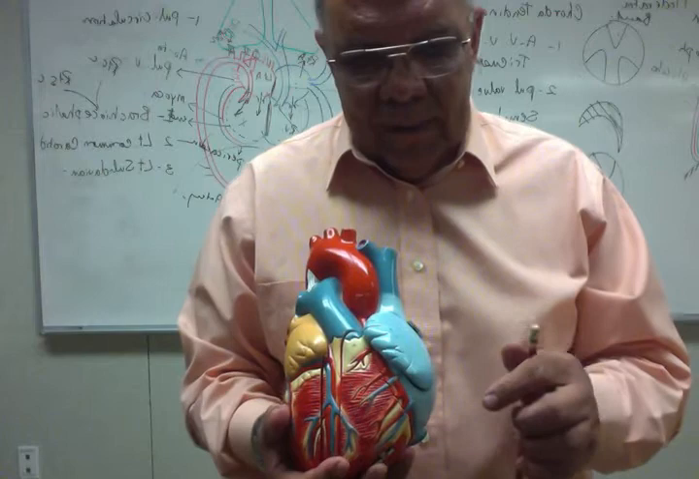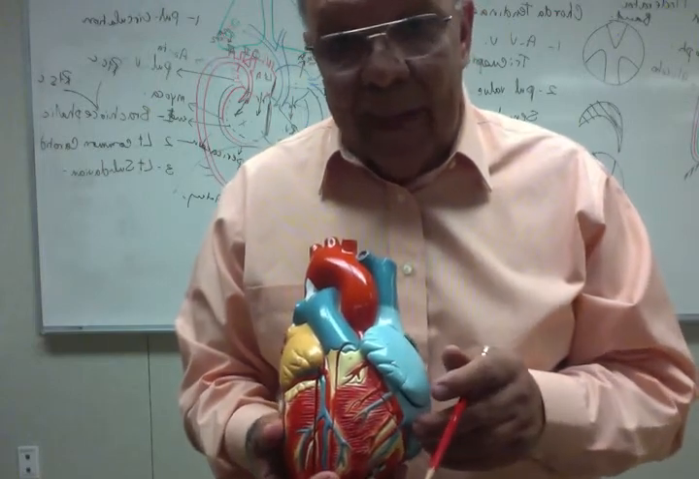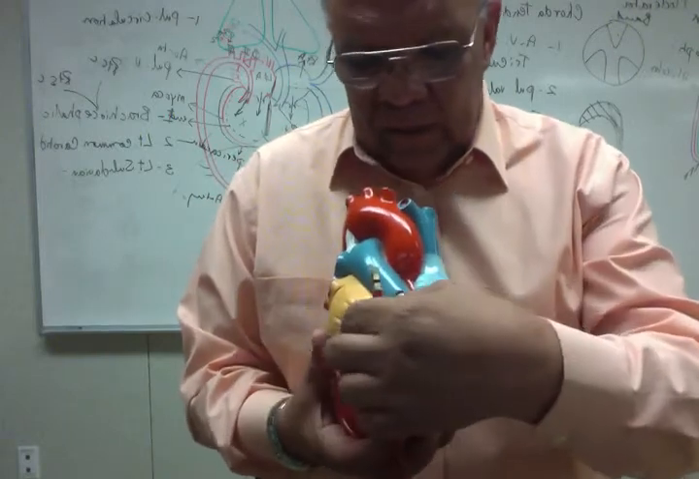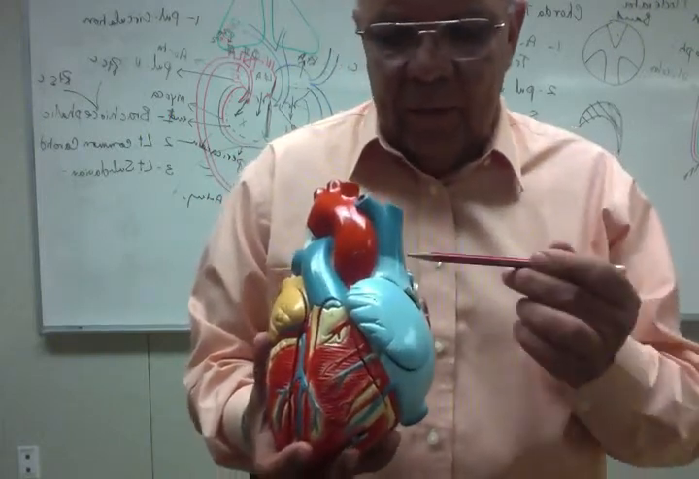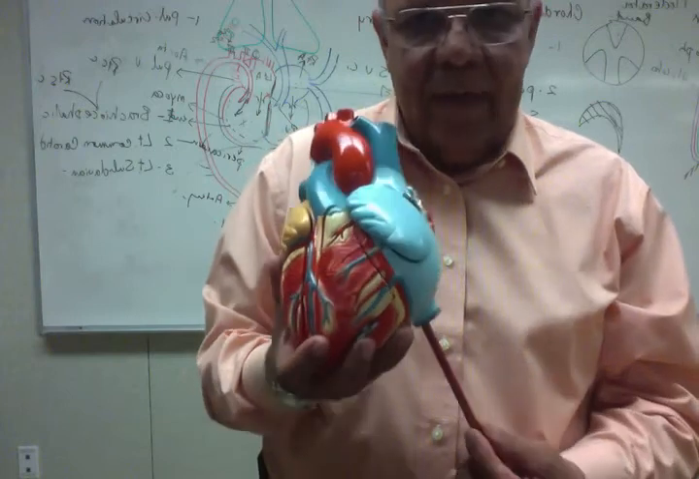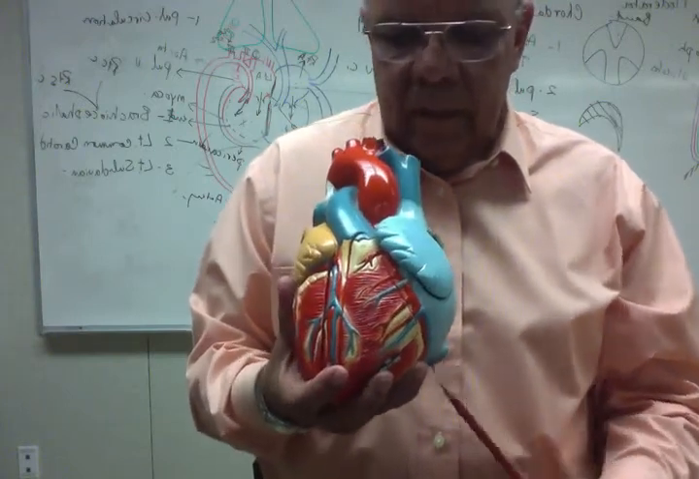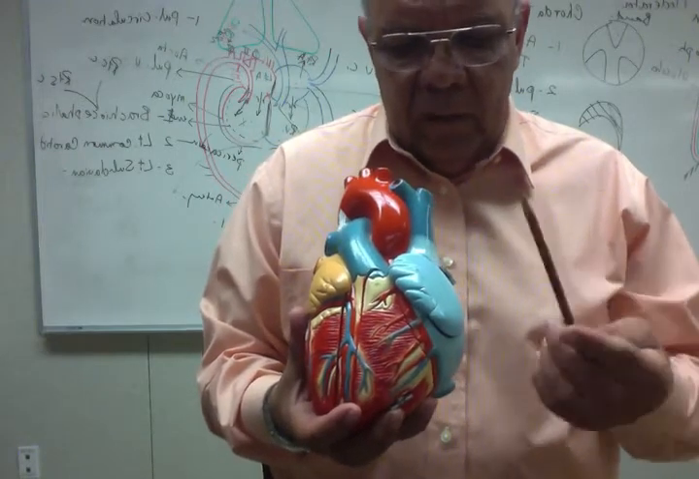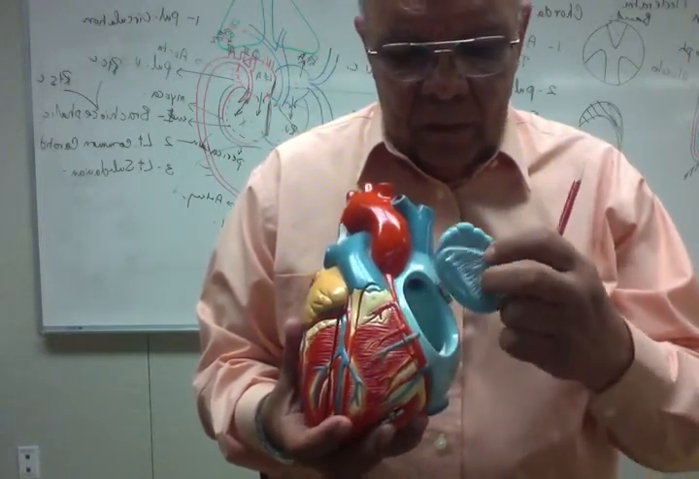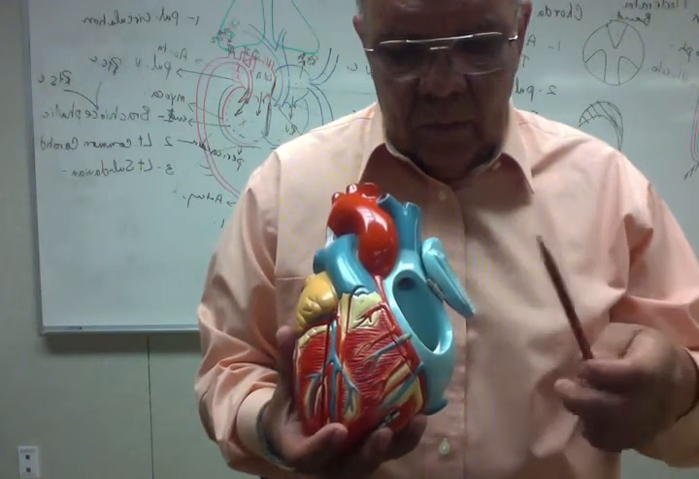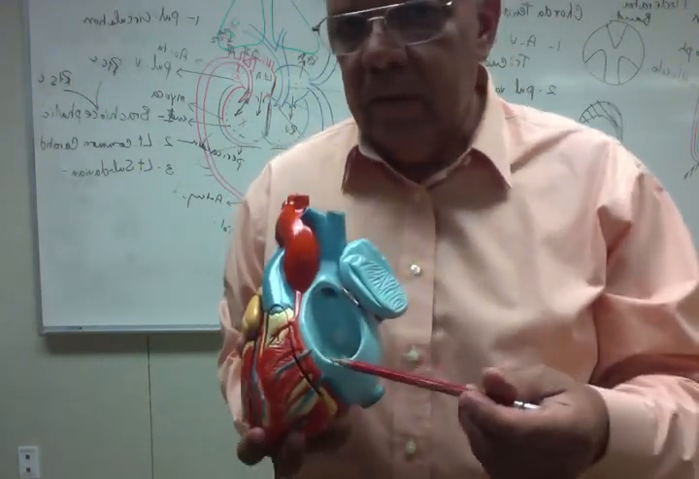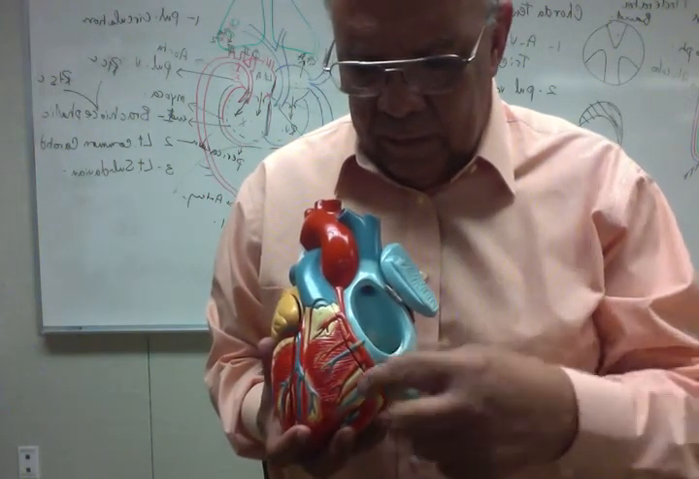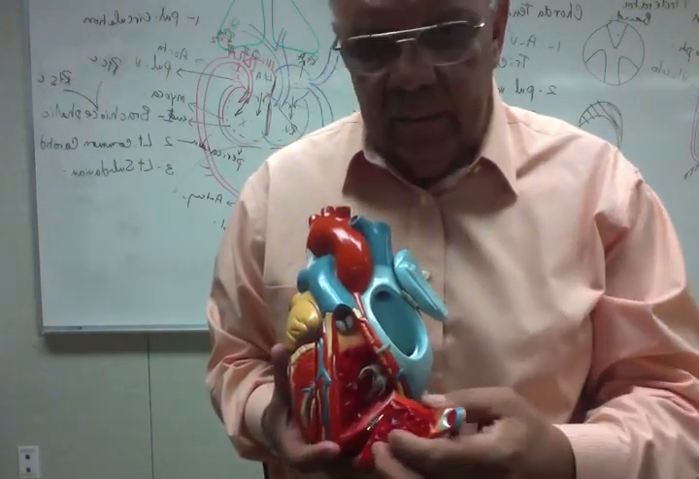Let's go through a quick background about the hemodynamics of the heart. Hemodynamics of the heart starts by blood coming from the lower half of the body through the inferior vena cava, which is this opening, and from the upper half of the body through the superior vena cava. These two carry dirty, non-oxygenated blood to the right atrium. From the right atrium, blood passes through this opening into the right ventricle.